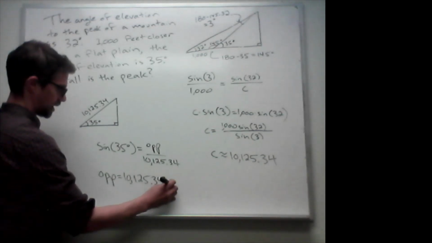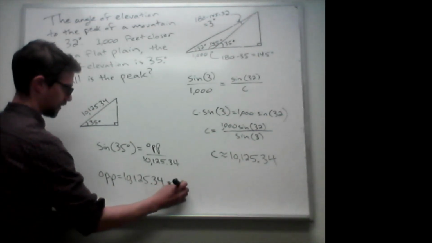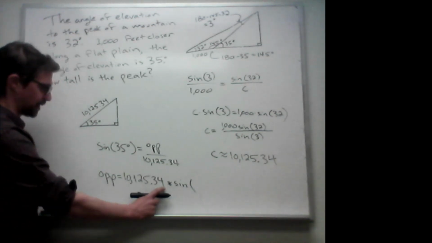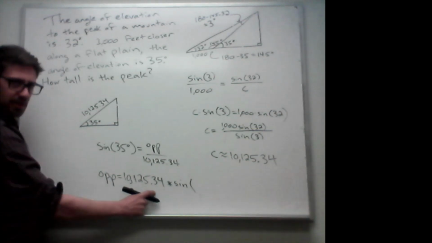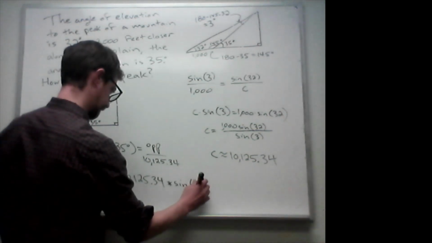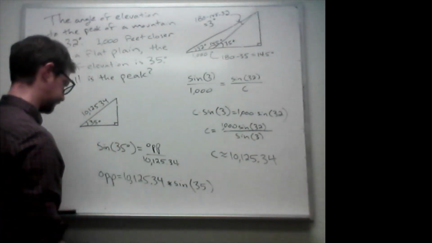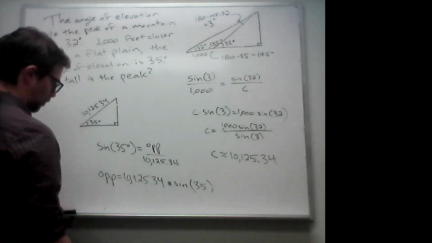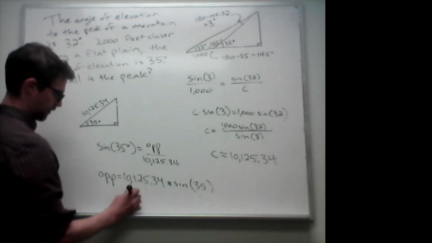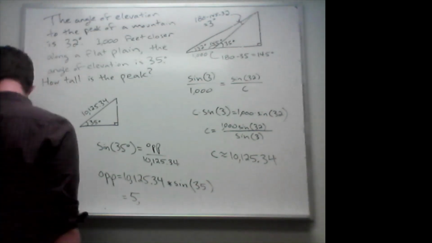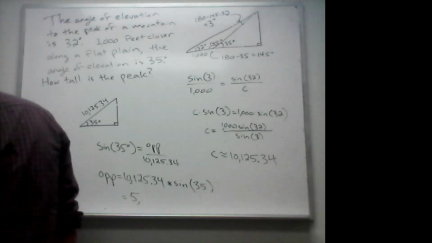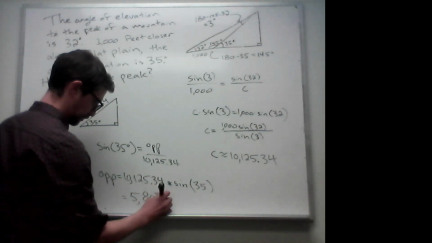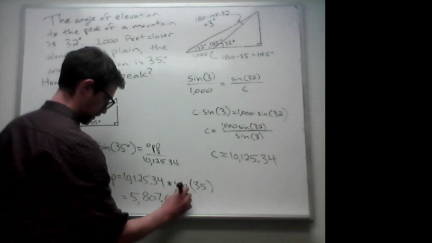10,125.34 times sine of 35. I like to use little asterisks instead of just dots when you're multiplying if your problem involves decimals, because otherwise it gets sloppy looking. As long as you remember what you were doing. Okay, which, you just have to take my word for it, turns out to be 5,807.66 feet.